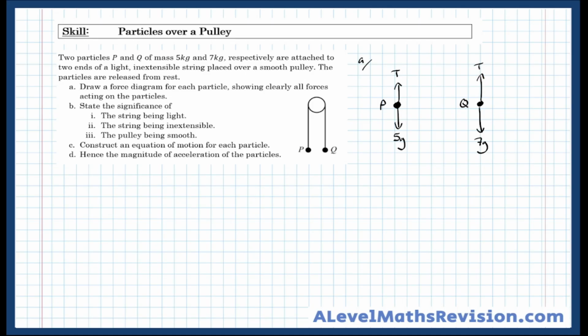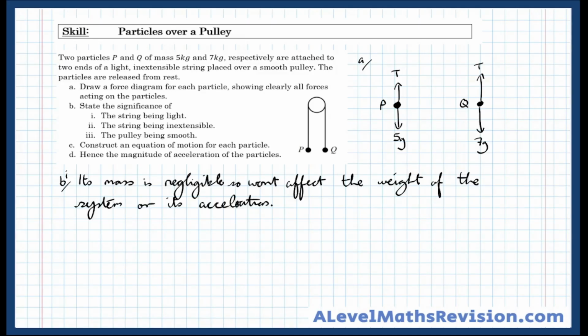Right, part B now. State the significance of the string being light. Well, the string being light means that we don't have to consider its mass. So the textbook answer is there. Its mass is negligible, so it won't affect the weight of the system or its acceleration. Now we could argue that we should include the weight of the string in the whole system, but to do so would massively complicate the model. So if we know that the mass is so small that it really won't affect the acceleration, then I think it's fair enough in this case to make the assumption that the string is light.